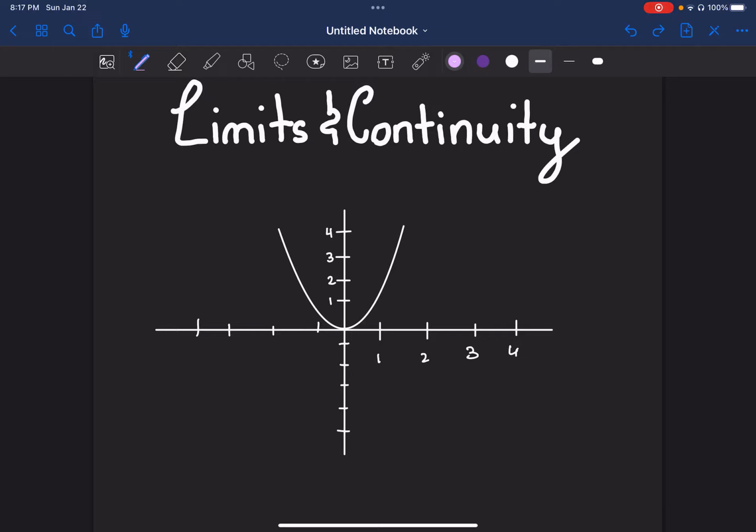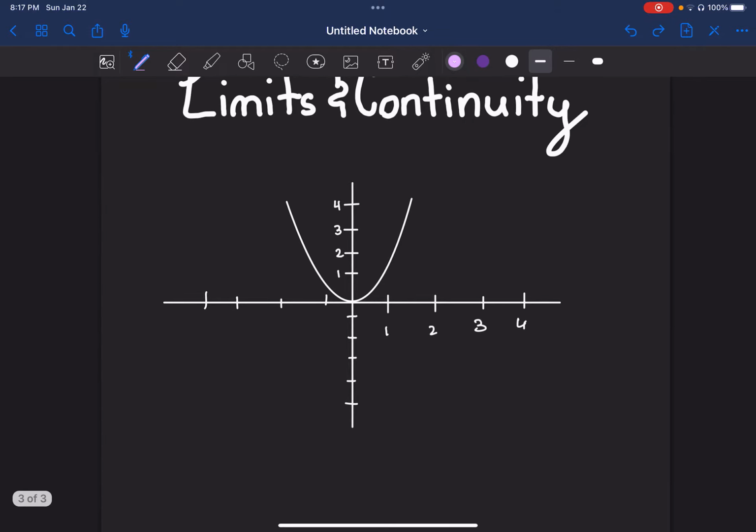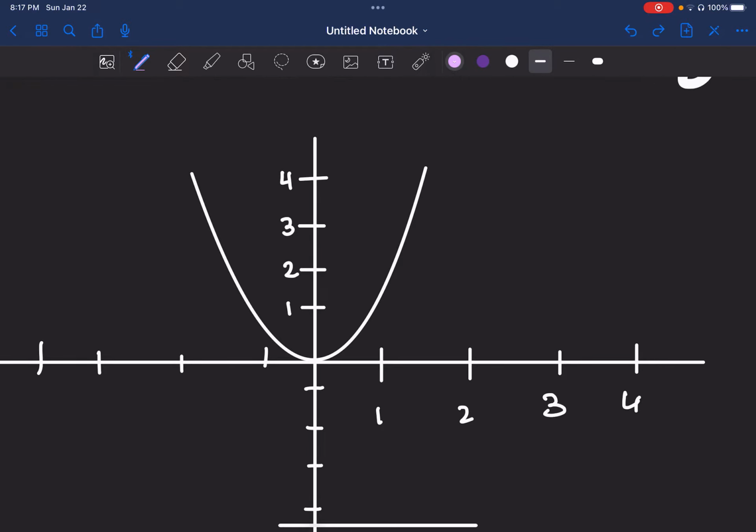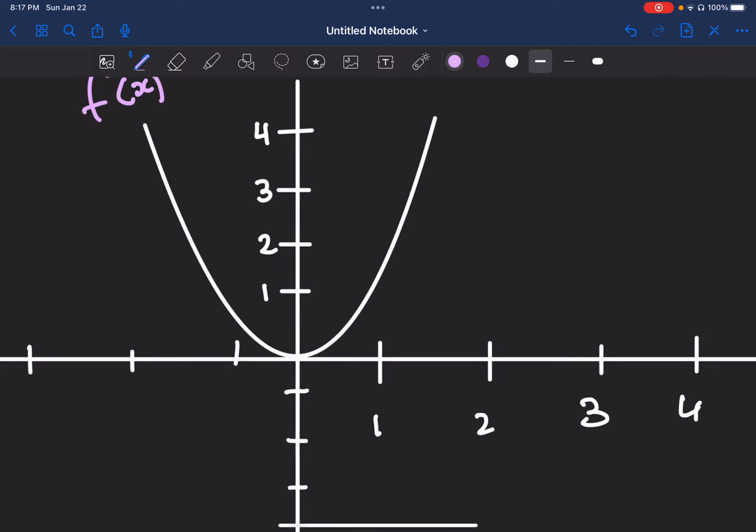So let's get started. Let's suppose we just graphed a function and we'll call it f of x. This graph right here is of f of x. Now let's say we wanted to find the limit of this function, the limit as x tends to 1. So first you want to find x equals 1. So x equals 1 is right here.